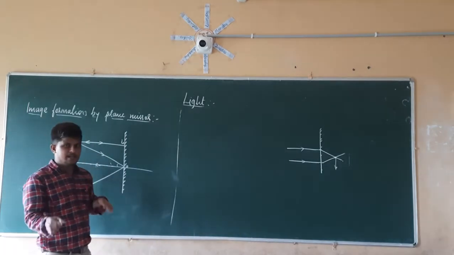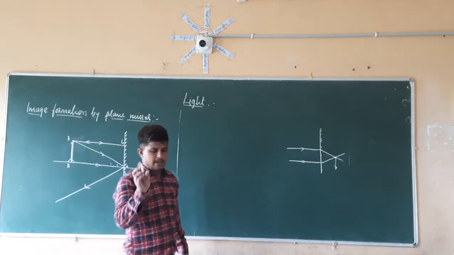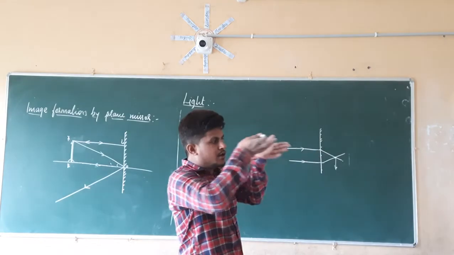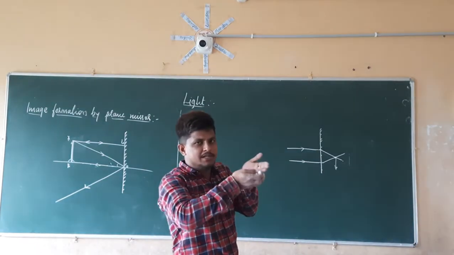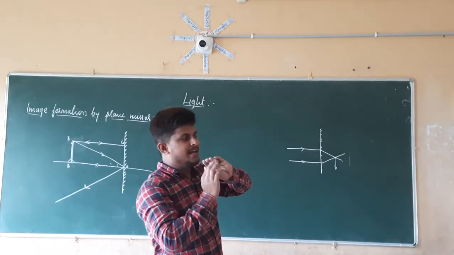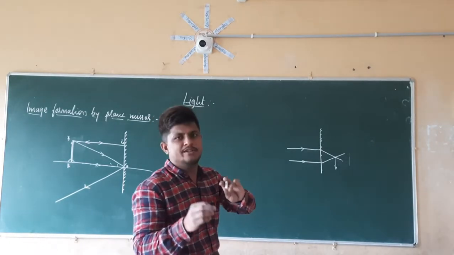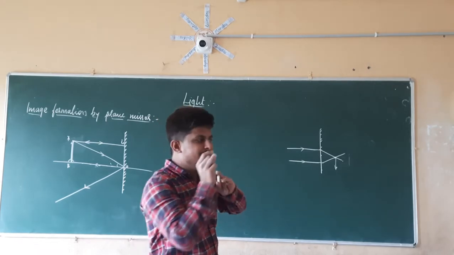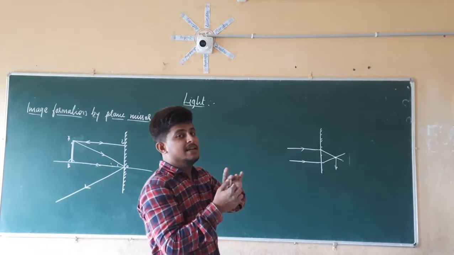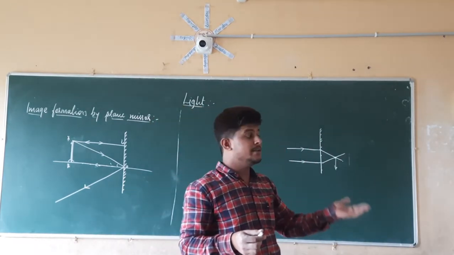To understand that, take a ball. If I am throwing the ball in this direction, the ball is going to come back in the same path but in the opposite direction. So when I catch that ball, it appears to me that the ball is coming from the wall. But is it actually coming from the wall? No, it is not coming from the wall. But when it hits the wall, it comes back in the same path. That means it appears to us that the ball is coming from inside the wall.